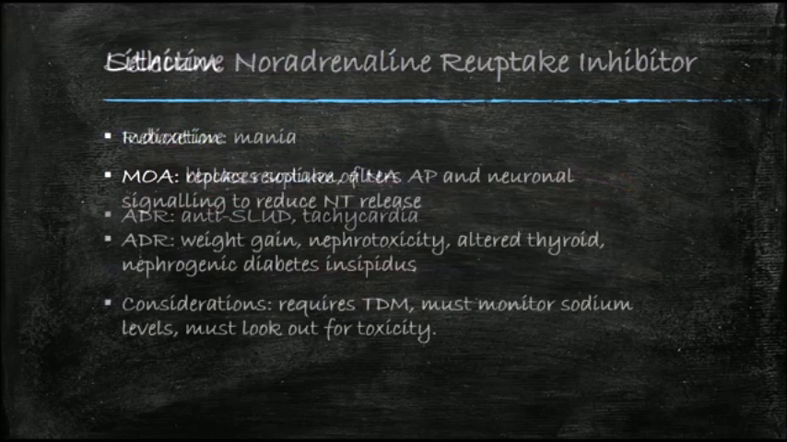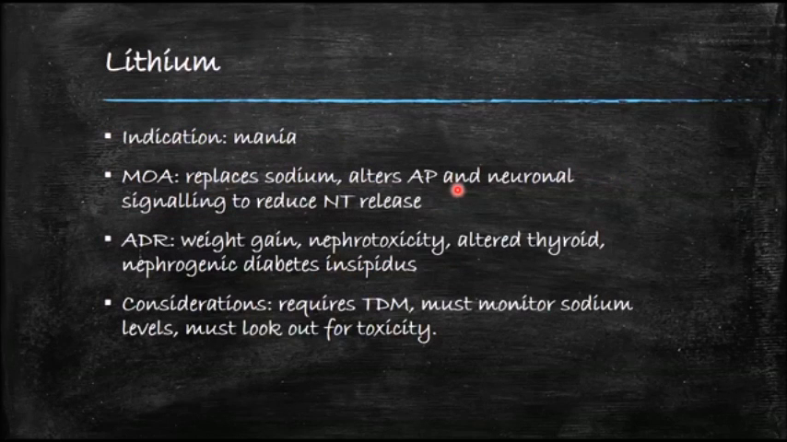This one you don't really need to know. Lithium, this is used in mania, and all it does is it replaces sodium and alters the way that the neurons work and how neurotransmitters are released. It can cause nephrogenic diabetes insipidus, and it can alter your thyroid as well, and your thyroid can go up or down. What's the other drug that can make your thyroid go up or down? What did you say? You want to say it? I think I heard someone say amiodarone. So amiodarone is the other drug that can make your thyroid go up or down.